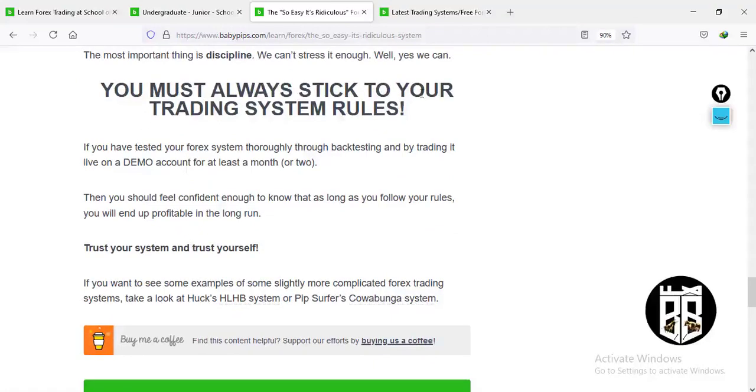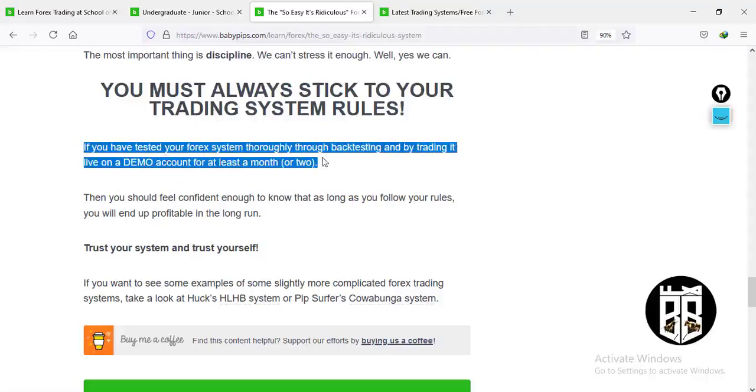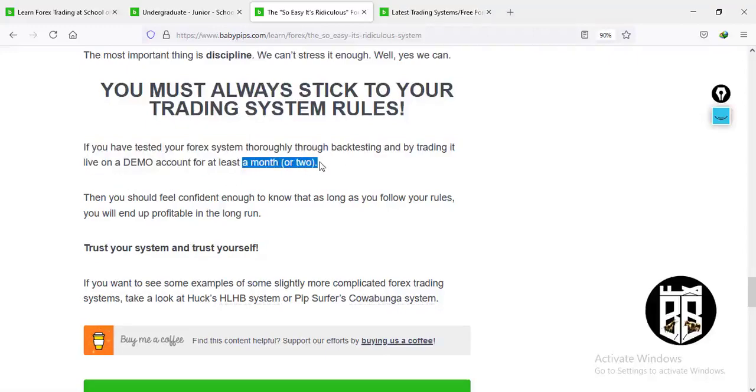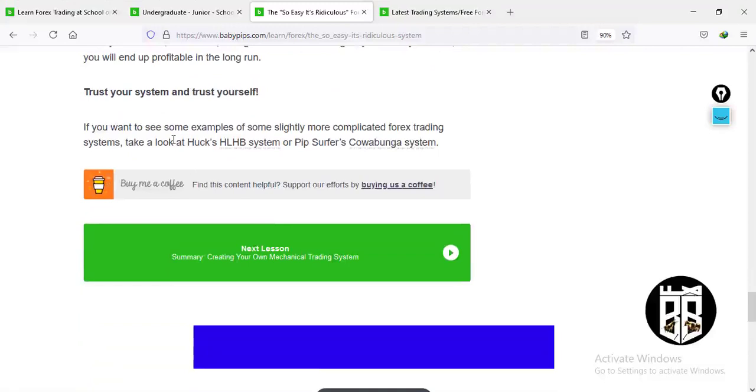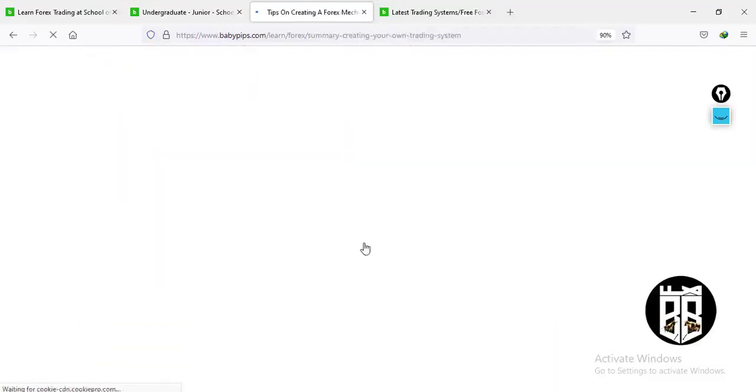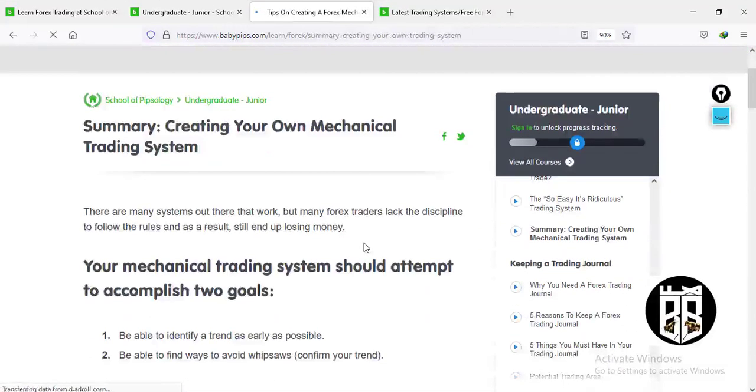You must always stick to your trading rules, your trading system rules. It's very important. Backtest this, forward test this in your demo account for at least 2 months to be confident of it, and then go live. Trust your system and trust yourself. So let's go with the next lesson that says summary: creating your own mechanical trading system.